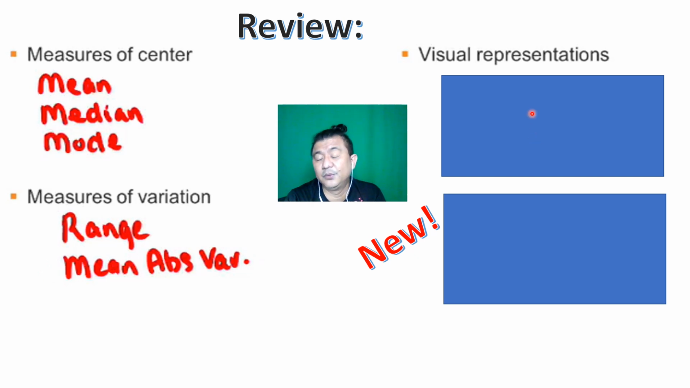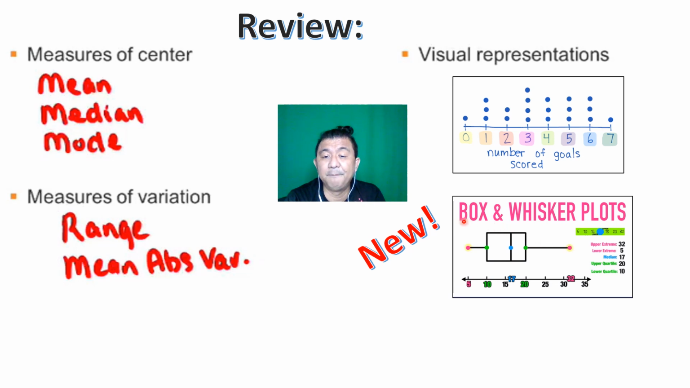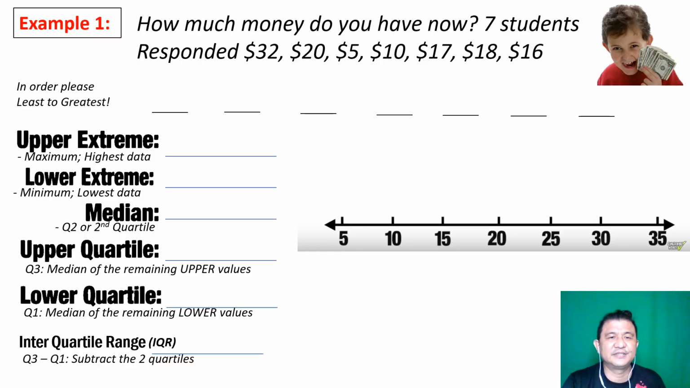Now, today we will represent the data. Data could be represented as a dot plot. Remember the dot plot? Each of those dots represent the data. And today, again, because we're very visual, this is now called the box and whisker plot. Okay, so now we're ready. All right, ready for example number one.